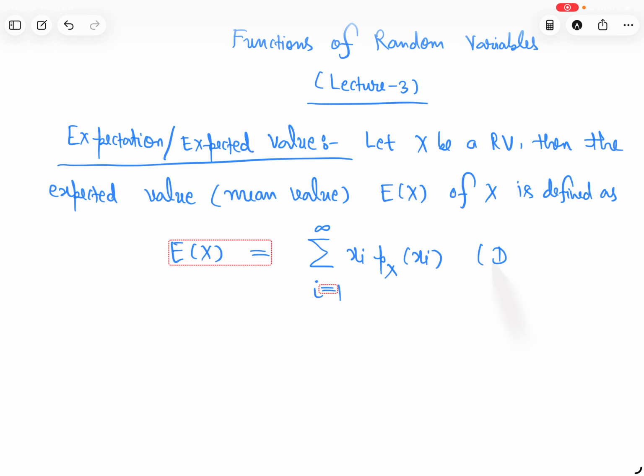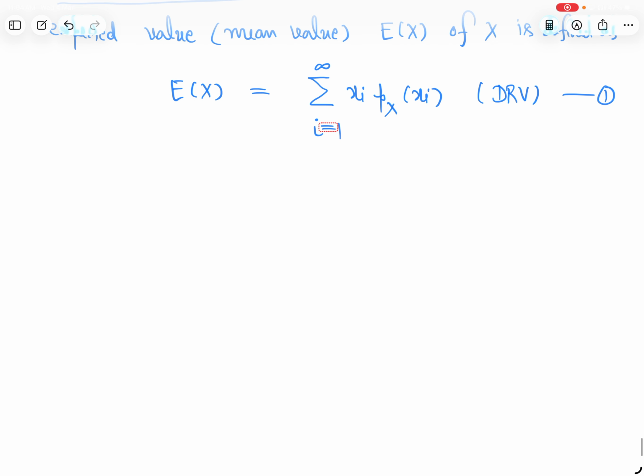In the case of a discrete random variable, the expectation is defined like this. Let's call it equation 1. And if you have a continuous random variable, the expectation is defined this way, equation 2.